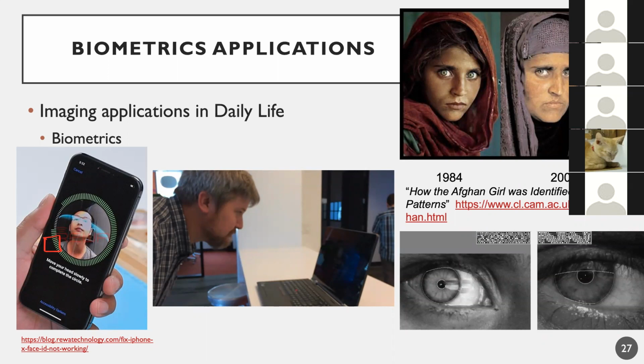And this one is a picture of an Afghan girl that was taken in 1984, and 18 years later, another image of her was captured. I think there was news about this, and this was work by, I think, the University of Cambridge, and they found that this picture is of the same person by identifying their iris. So it can be used for biometric applications.